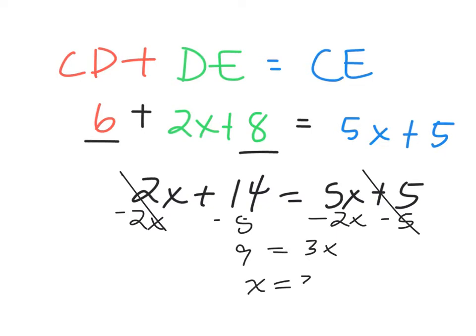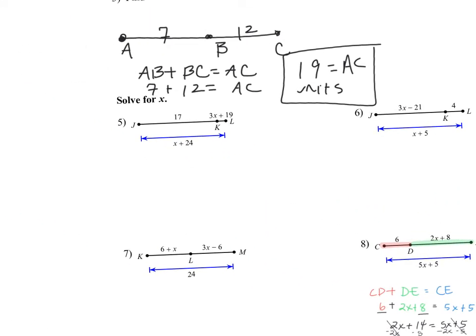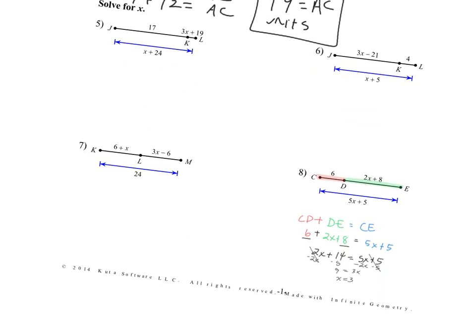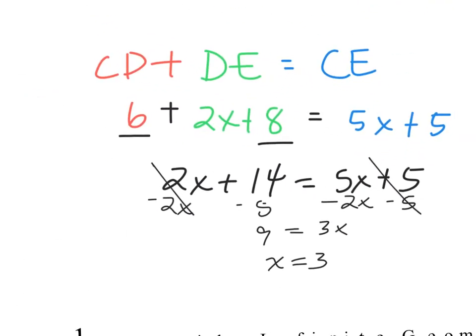Therefore, x equals 3. And the question is, am I done? What do the directions tell me? Directions say solve for x. There it is. x is 3. I am done.